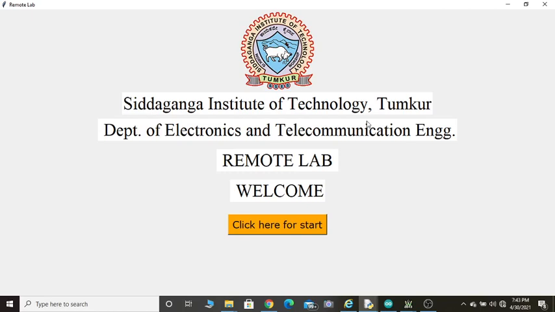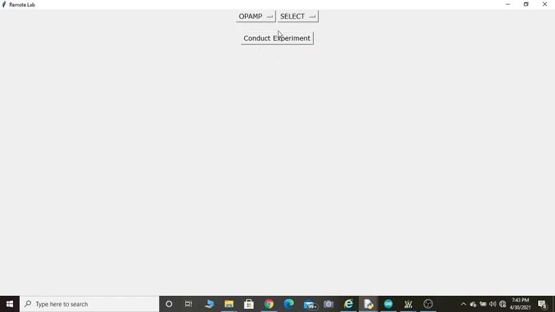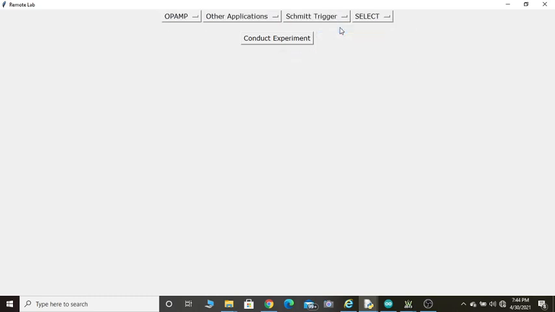Videos on Remote Lab. In this video we will see the working of one of the op-amp applications, that is Smith trigger. For that, let us select op-amp. In this we have so many other experiments, out of which we will select other applications. In these other applications we have Smith trigger.